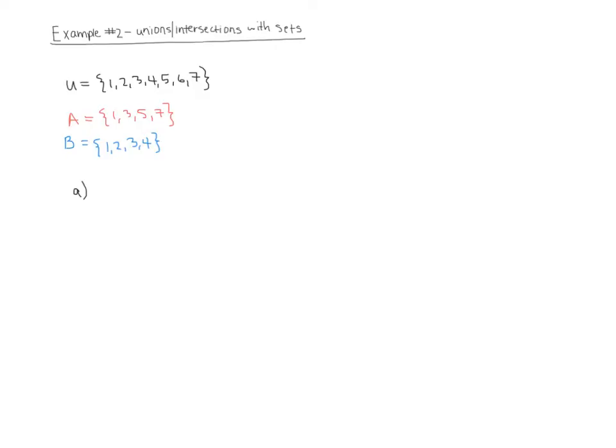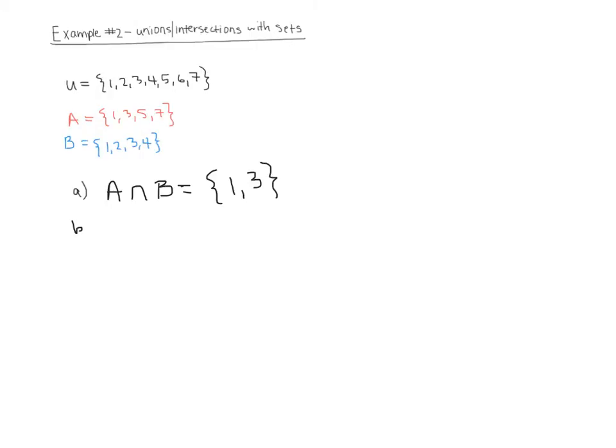I think intersection's a little easier, so I'm going to do the intersection first. I'm going to say, what is the intersection between subset A and subset B? The intersection is, what do they have in common? Where do they overlap? We can see that they overlap right here at number 1, and they overlap right here at number 3. So the intersection between subset A and subset B are the numbers 1 and 3.